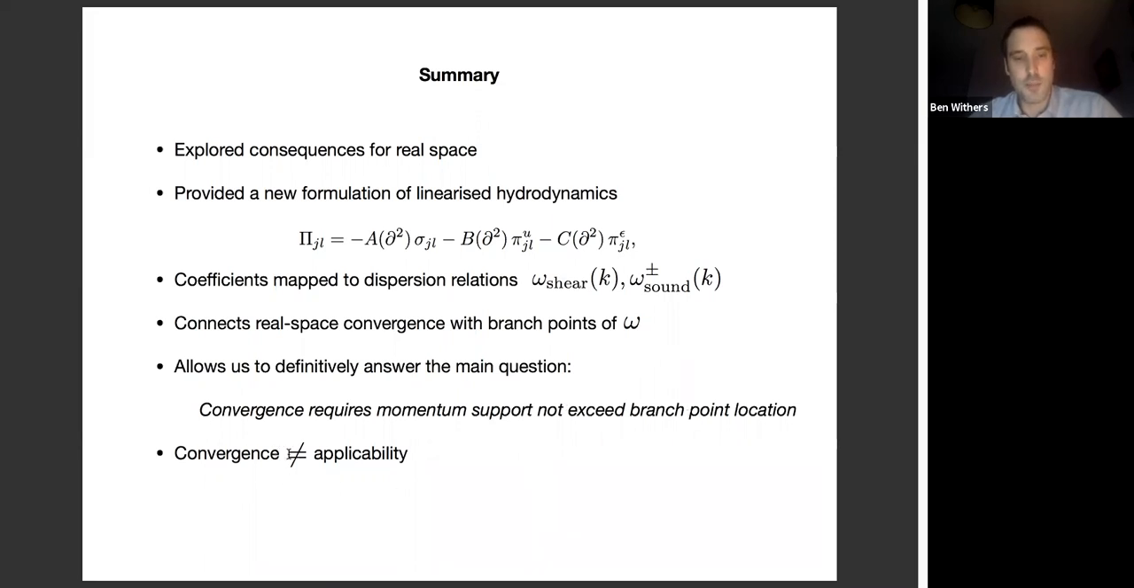A tangentially related point is, I think these two things are often conflated: convergence and applicability. The point I would like to make is that even if this series diverges, you can still look at optimal truncations and it can still be applicable.